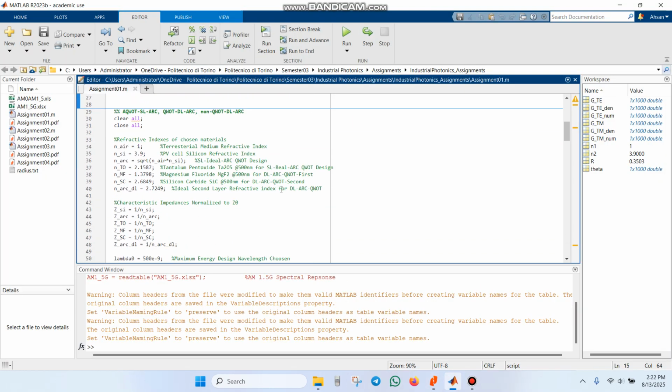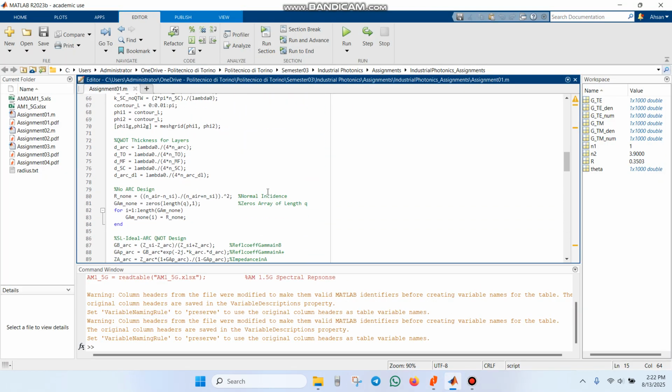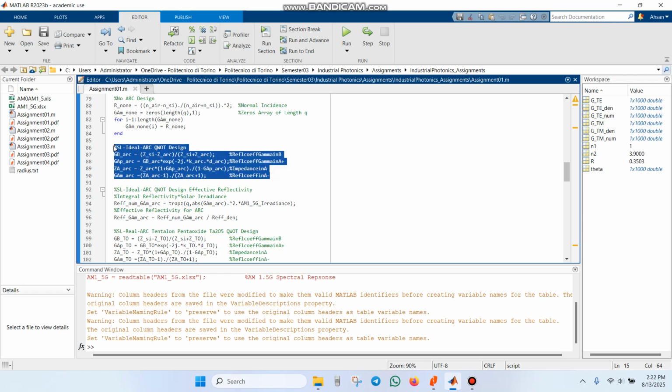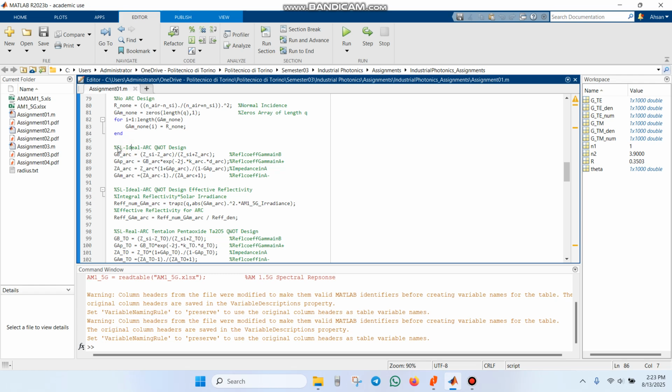If you see right here, okay, this one right here. So essentially these equations are modeled for a single layer ideal anti-reflection coating for quarter wave optical thickness design. And as you can see, we first find the gamma p, then gamma a positive, then the impedance in a, and then the gamma a negative.